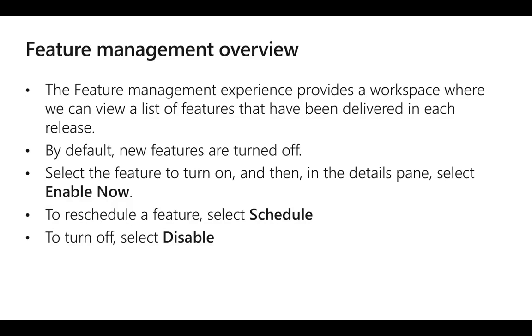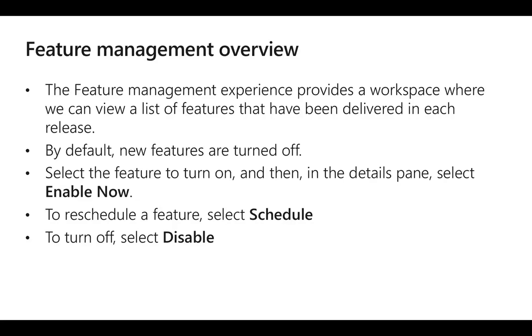As we know, features are added and updated in every release of Microsoft Dynamics 365 for Finance and Operations. The feature management experience provides a workspace where we can view a list of features that have been delivered in each release. By default, new features are turned off. We can use the workspace to turn them on and view documentation for them. We can open the feature management workspace by selecting the appropriate tile on the dashboard.